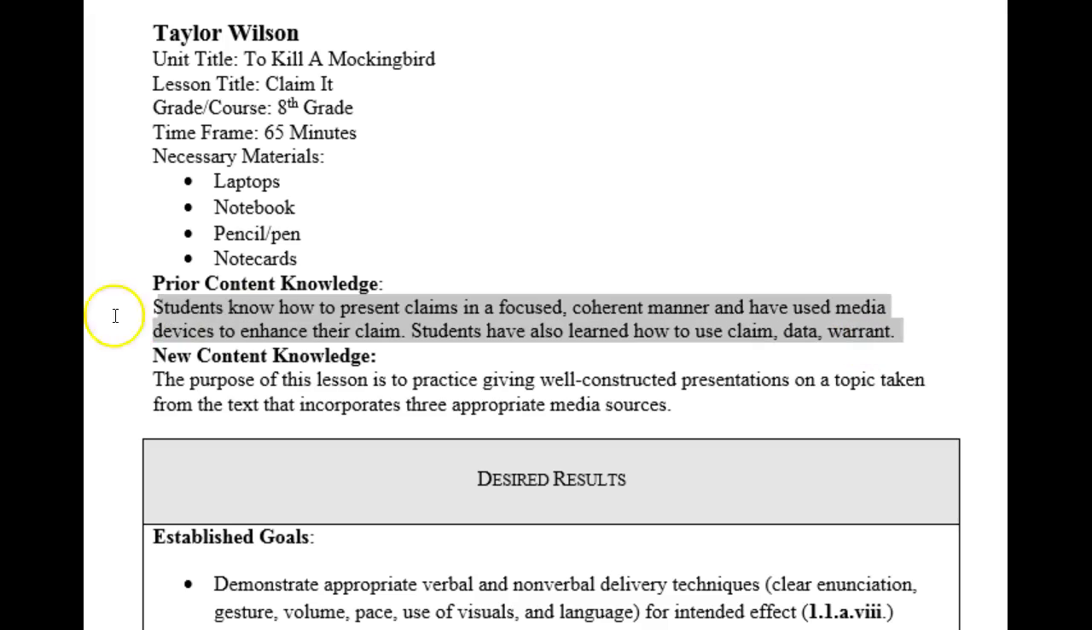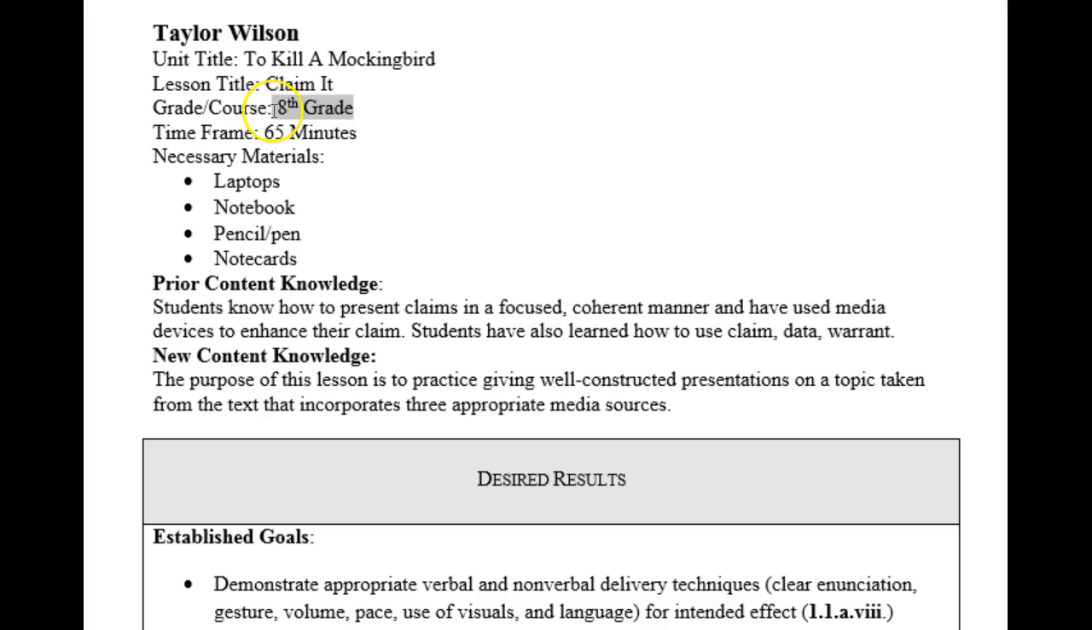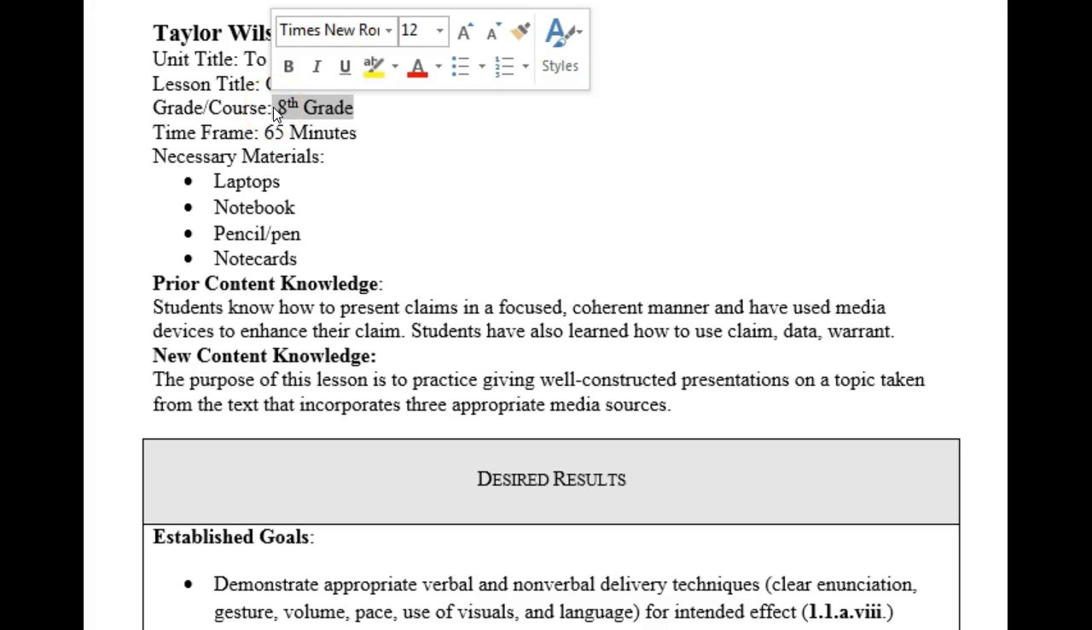I had to wonder when you put that students know how to present claims in a focused, coherent manner and have used media devices to enhance their claim. And when I saw that was in eighth grade, just from my experience, I don't think they're going to be able to do that. I can't imagine a 12-year-old being able to do that so well that I don't even have to review the information with them. So I'll point out some areas where I think you could deepen your direct instruction a little bit below.